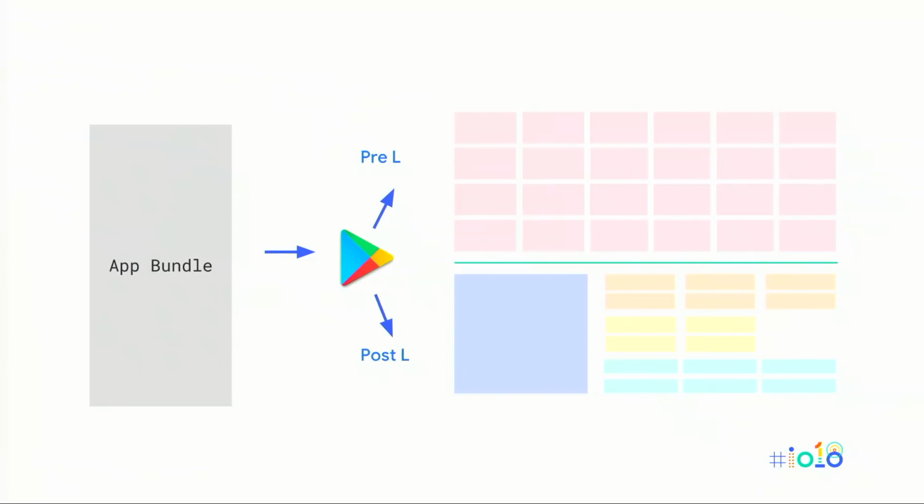But let's put this all together. The picture looks like this. And you actually don't need to worry about the details of how all these split APKs or standalone APKs are generated. All you have to do is upload a single app bundle, and then Play generates the right splits and selects the right ones to serve for each device.